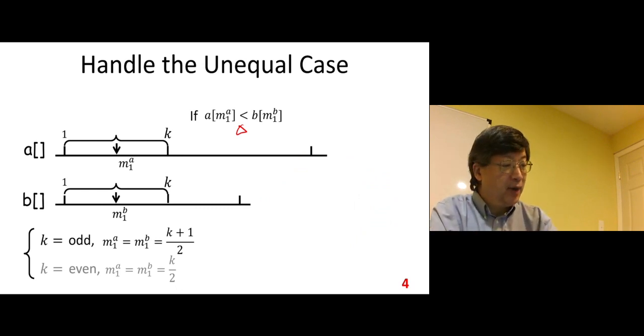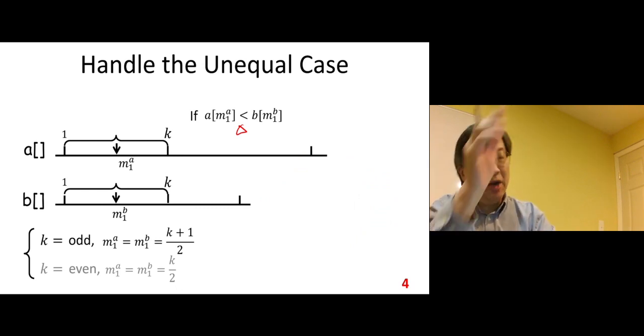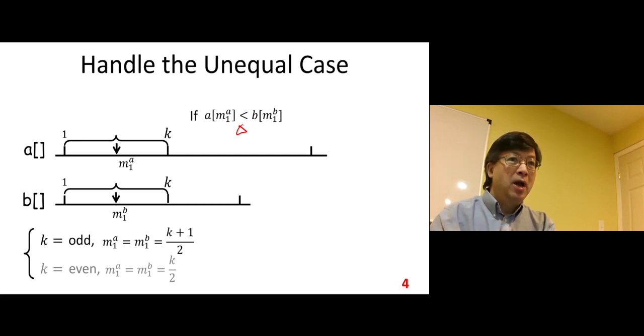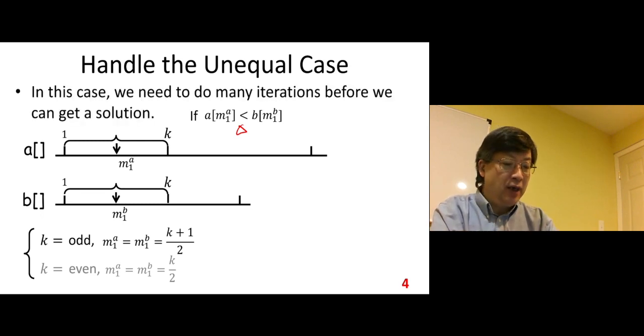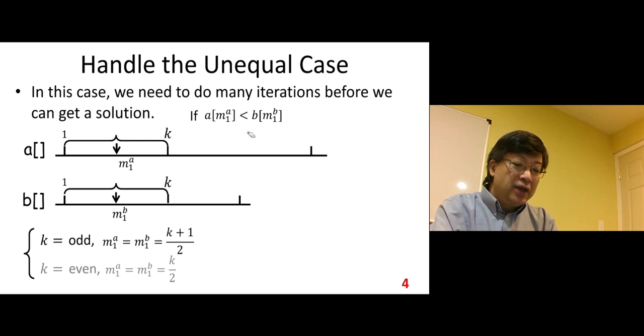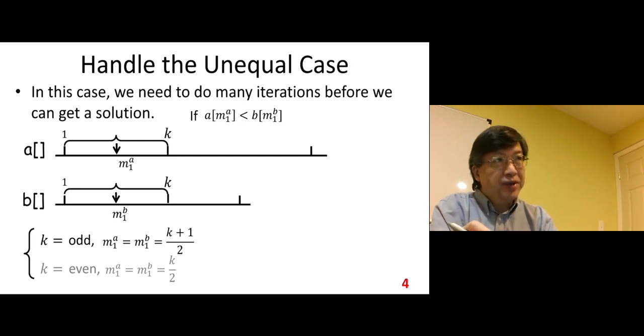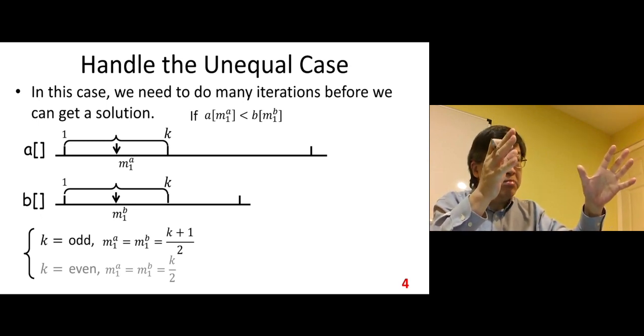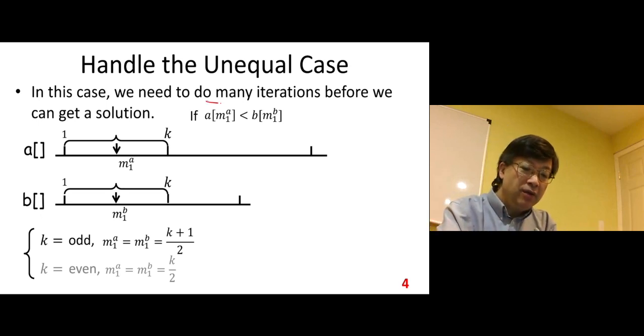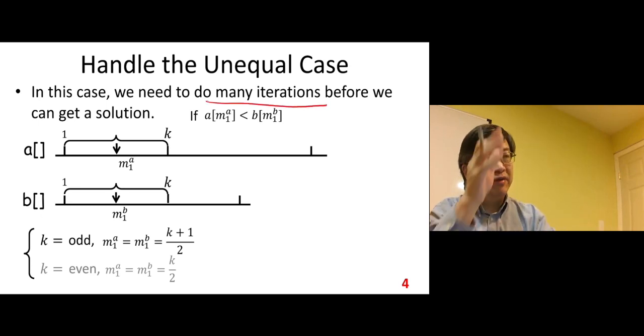Now, the unequal case. This time we need to use elimination. How many elements can we eliminate? Let's consider the odd case, because the even case is very similar. One of the two cases should be enough. For this case, we need to do eliminations many times, so many iterations. Let's look at the first iteration.